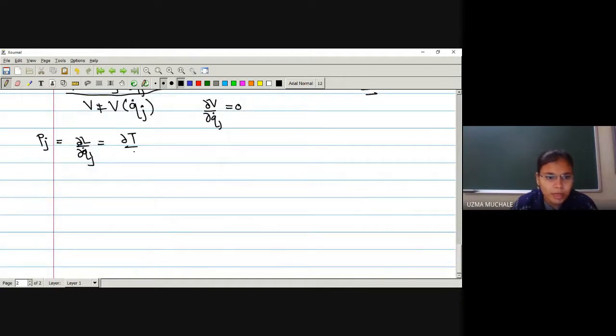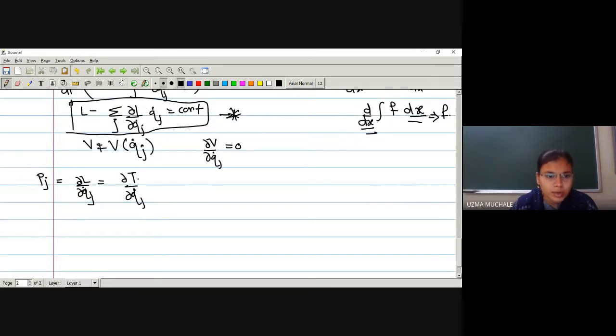Okay, so we can take Pj is equal to dou L by dou Qj dot, which is equal to dou T by dou Qj dot. This is the equation we have taken from what we studied in the initial part of this lecture, right? So what will be the effect on this equation? Dou L by dou Qj dot is nothing but dou T by dou Qj dot, which is equal to the value of Pj, correct? So what will be our equation 2, right? If we put the value of dou L by dou Qj dot, I can replace dou L by dou Qj dot by dou T by dou Qj dot from this equation.